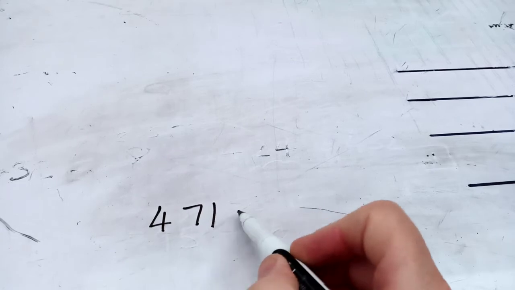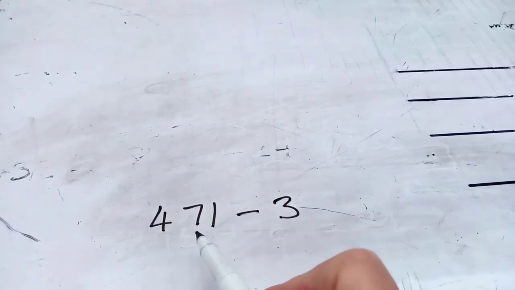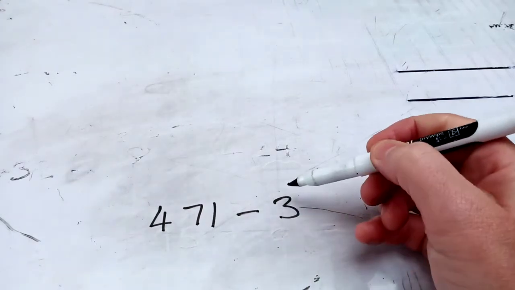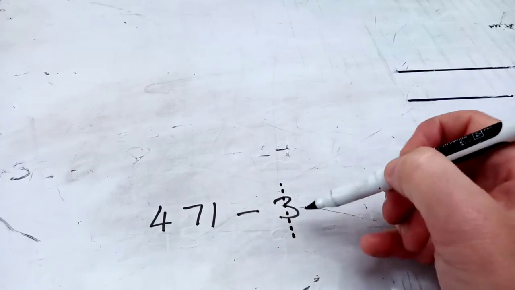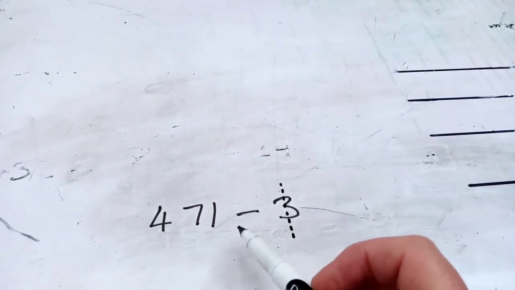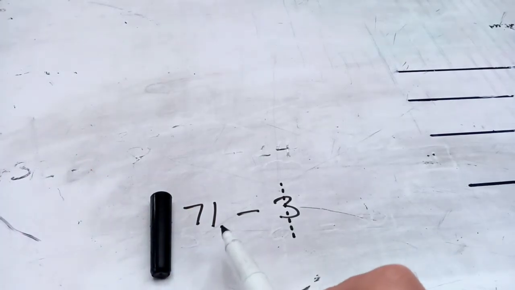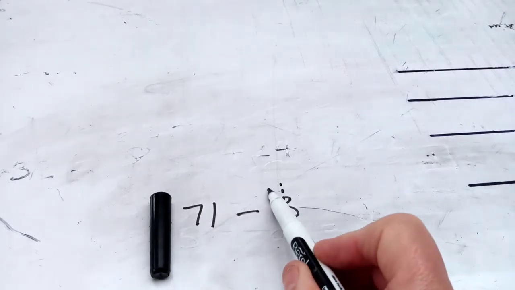471, take away 3. I partition my smallest number, which is that one. You could count back if you wanted to, but again, I want you to get used to partitioning the smallest number. Now this time, I'm going to cover up that 4. What's the nearest 10 down this time? Because we're going backwards, we've got to find the nearest 10 down. The nearest 10 down would be 70. So we need to get rid of that 1. So I'm going to jump back 1 first.